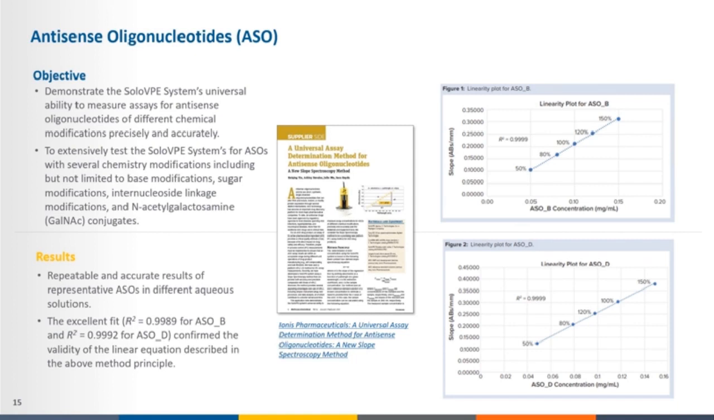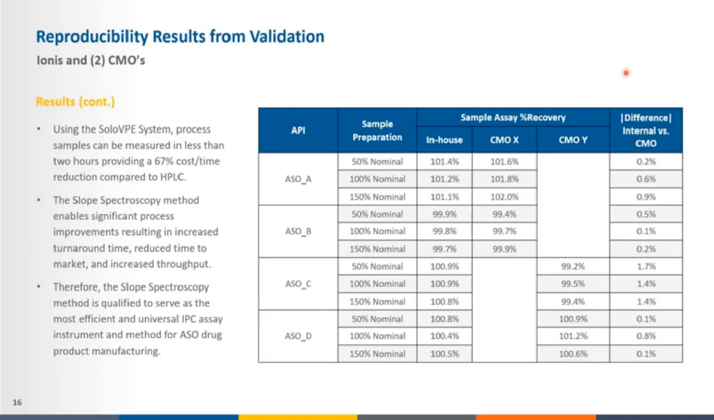More importantly, this project was going to be developed and validated and ultimately transferred to 2 of their contract manufacturers. This data represented in the table shows the in-house percentages of recovery compared to CMO X and CMO Y. One of the CMOs is in the United States, the other CMO is in Europe. And between all 3 companies, the differences between the in-house samples versus the transferred method on SoloVPE were all well within plus or minus 2%.